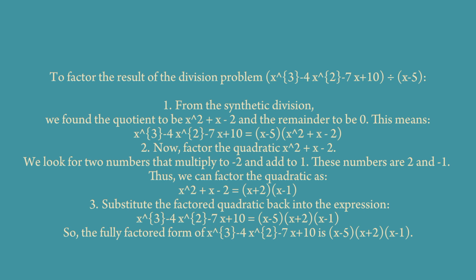Number 3. Substitute the factored quadratic back in the expression. x cubed minus 4x squared minus 7x plus 10 is equal to x minus 5 times x plus 2 times x minus 1. So, the fully factored form of x cubed minus 4x squared minus 7x plus 10 is x minus 5 times x plus 2 times x minus 1.